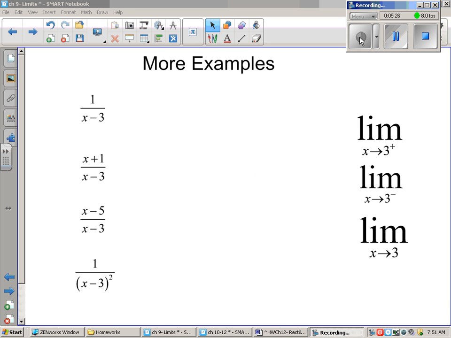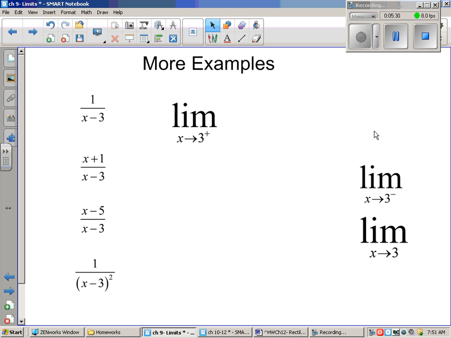Let's look at some more examples. Now let's plug in some numbers because it doesn't just have to be infinity. So let's look at this one. And what 3 plus means, I don't want you to think positive 3. I want you to think slightly bigger than 3. So 3 plus means like 3.00001.